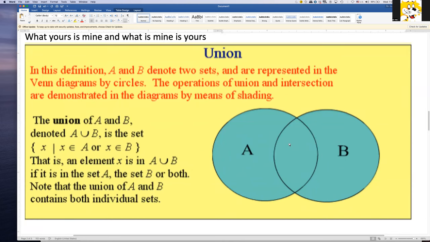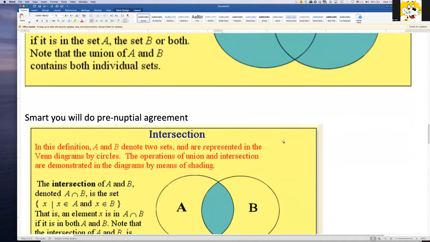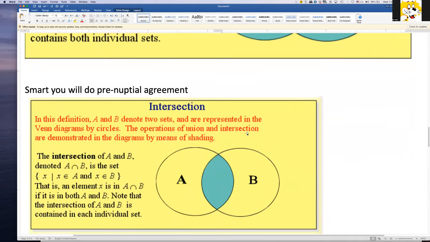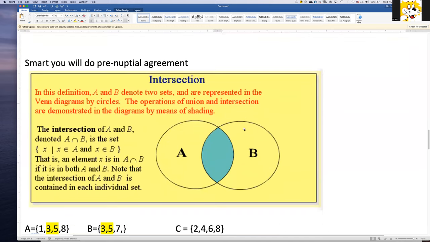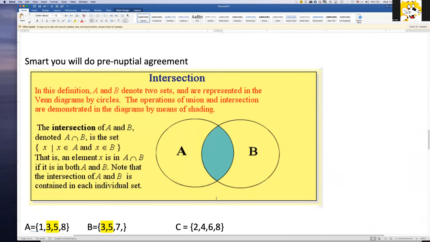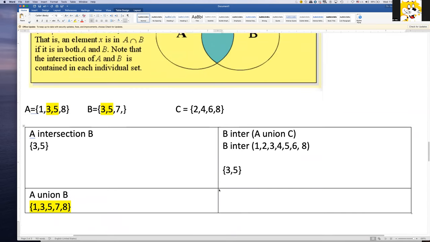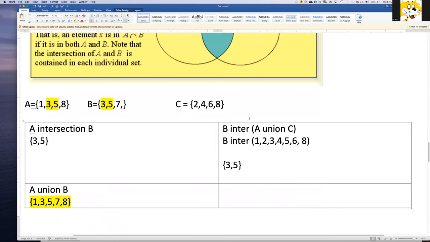And this is what we call a marriage, as opposed to an intersection, whereby you have a prenuptial agreement. A prenuptial agreement says, well, I have my stuff, you have your stuff, and then we only share stuff that is common to both, right? So this is where we ended up here with these examples, whereby we have A set, B set, and C set.